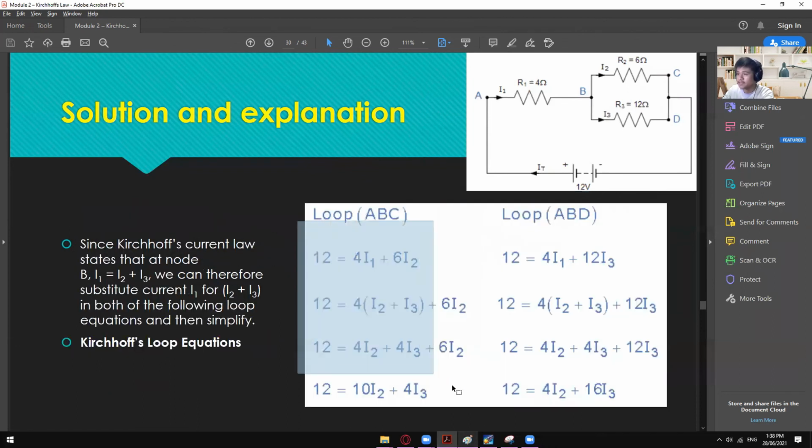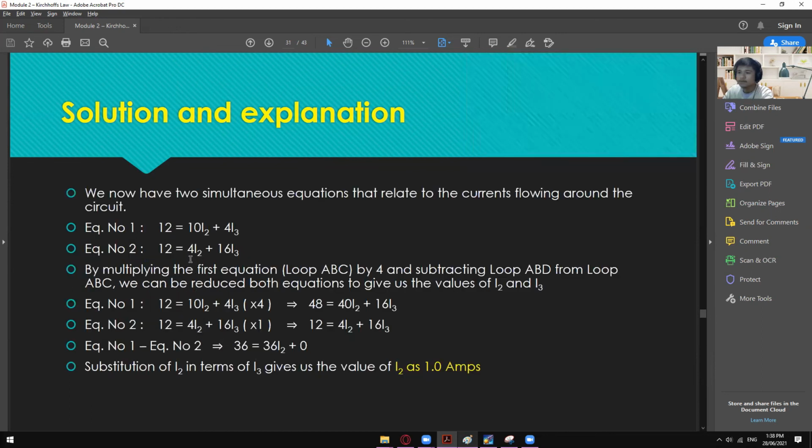And then here is the simplified version of that one, having those values. And then after that, you can now apply two simultaneous equations. In here, I did show the solution for the two simultaneous equations. So I did multiply this equation number 1 by 4, and then this one by 1, so I didn't do anything.